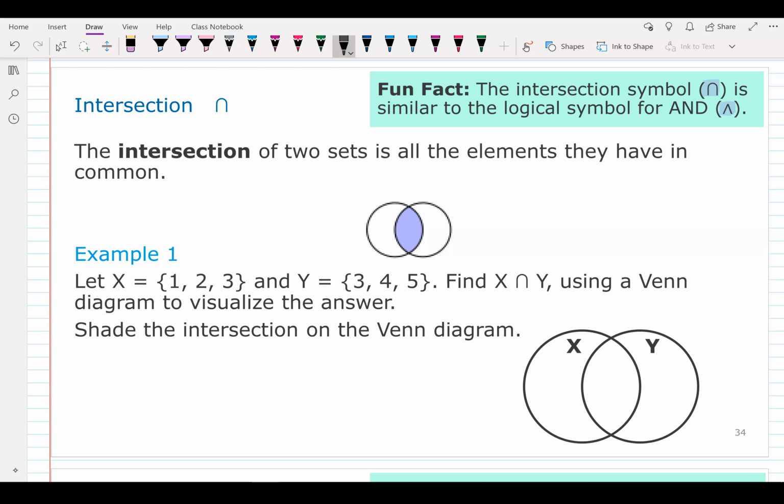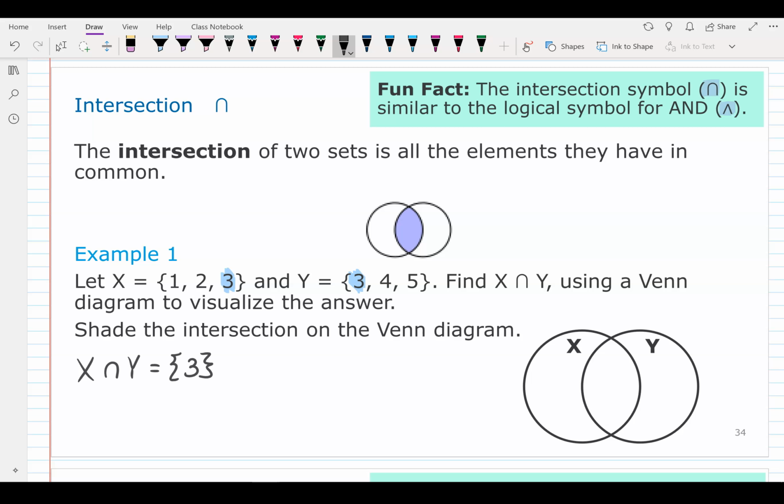Let's see what this example is showing us. Let x equal 1, 2, 3. Let y equal 3, 4, 5. Find the intersection of x and y using a Venn diagram to visualize it. Well, this is how we see it. X intersect y, or x and y. What is common to both? What is in x and y? 3 is in x and y. So the intersection of x and y is just the number 3.